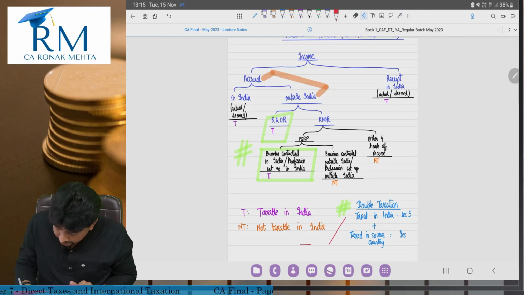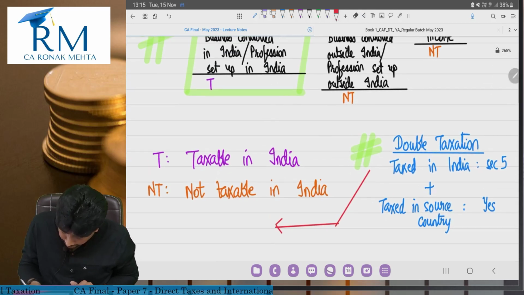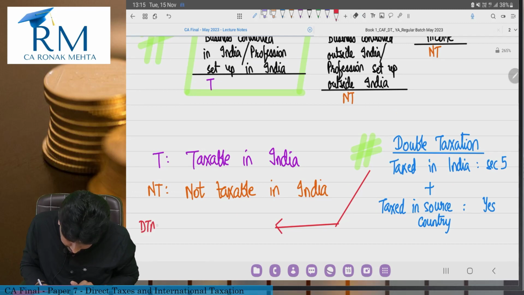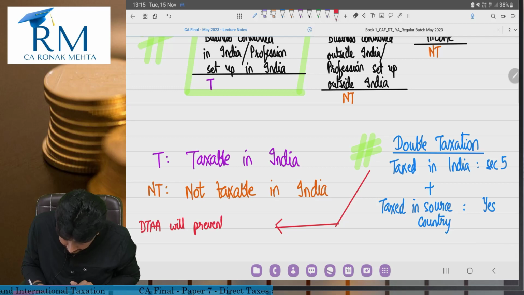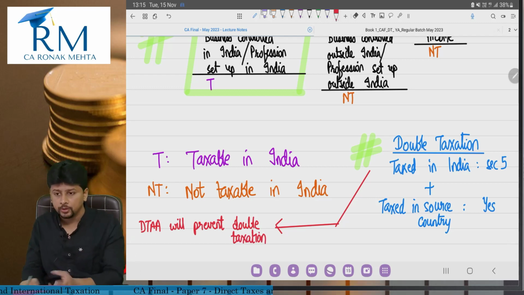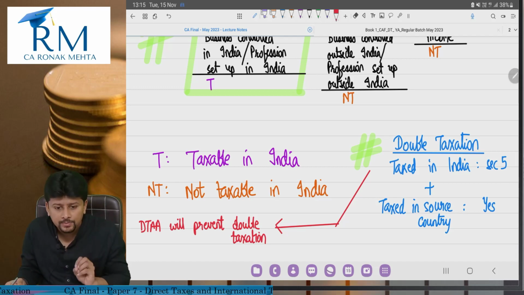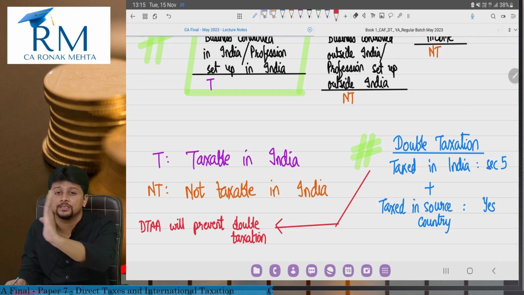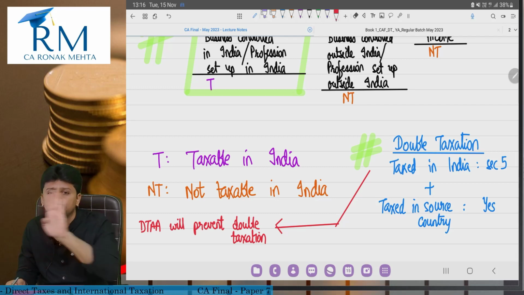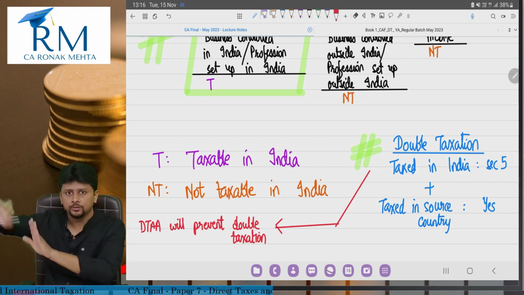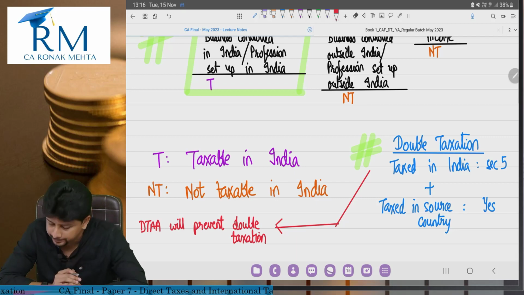Whenever there is double tax happening, DTAA, Double Taxation Avoidance Agreement, will prevent double tax. So you will pay tax, but you will pay tax at the end only in one country. Now you know it's part of our syllabus, so I'm not elaborating it right now. I'm just presenting a problem and telling you there is a solution existing for it. It's a separate chapter to study. So when we do international tax, we'll study it at that point of time.